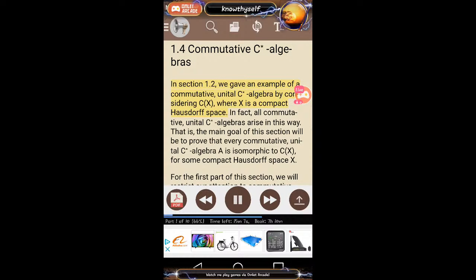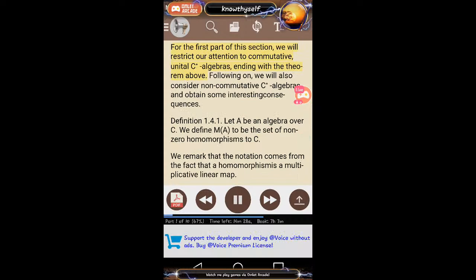In section 1.2, we gave an example of a commutative, unital C*-algebra by considering C(X), where X is a compact Hausdorff space. In fact, all commutative, unital C*-algebras arise in this way. That is, the main goal of this section will be to prove that every commutative, unital C*-algebra A is isomorphic to C(X) for some compact Hausdorff space X. For the first part of this section, we will restrict our attention to commutative, unital C*-algebras, ending with the theorem above. Following on, we will also consider non-commutative C*-algebras and obtain some interesting consequences.